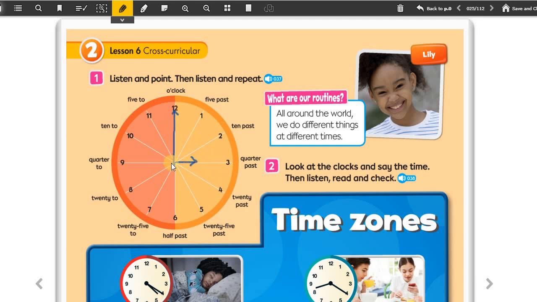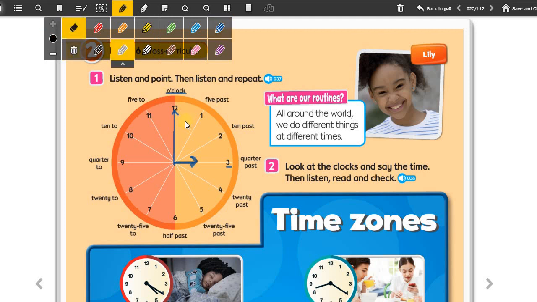Perfect. Okay. So in this clock, what is the time? It's 3 o'clock, right? The minute hand, the long hand, shows us it's o'clock, and the hour hand shows us it's 3 o'clock. Perfect. So let's see another example. Let's see how we say the time in English.